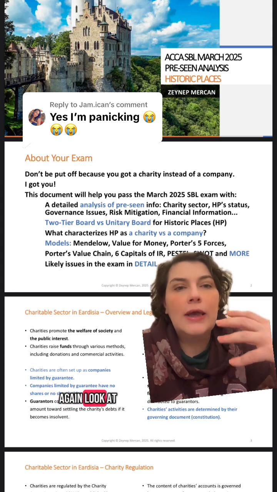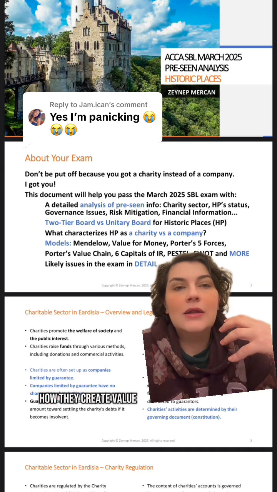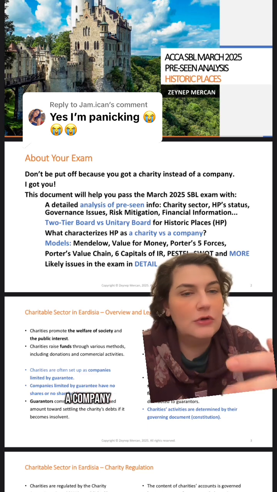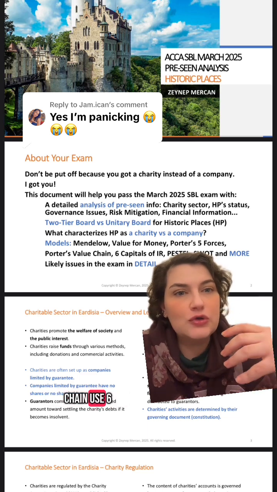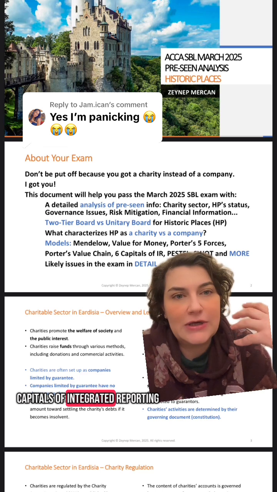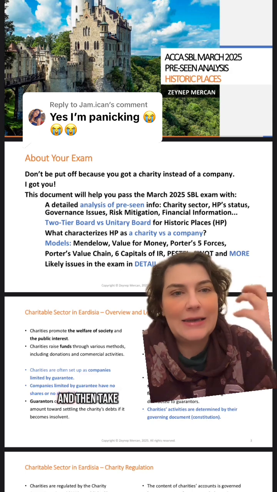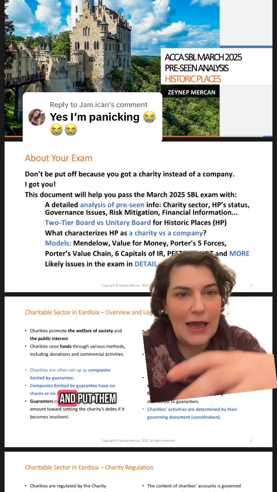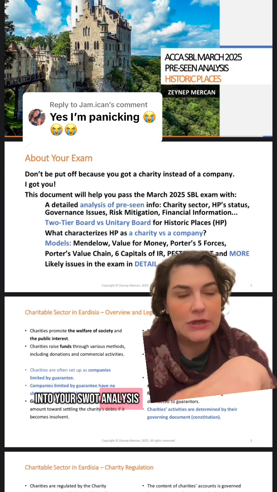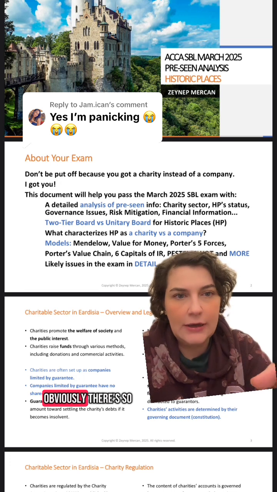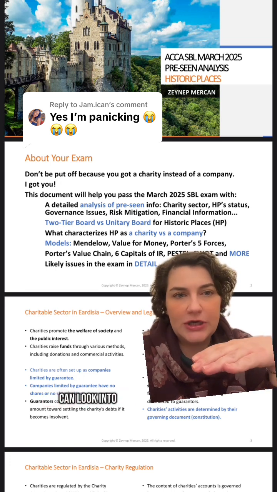Again, look at how they create value. Just like you would look at a company, use Porter's value chain, use the 6 capitals of integrated reporting, analyze the macro environment using PESTEL, and then take all those things and put them into your SWOT analysis. You can do much more, okay? Obviously, there's so much that you can look into.